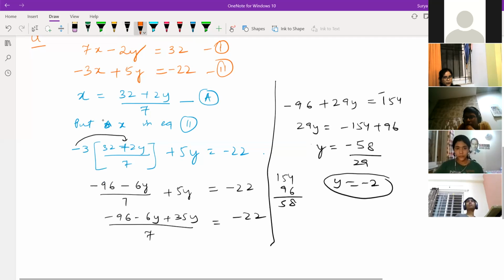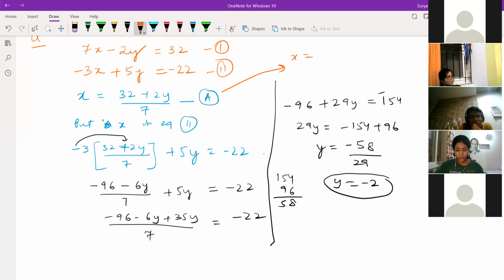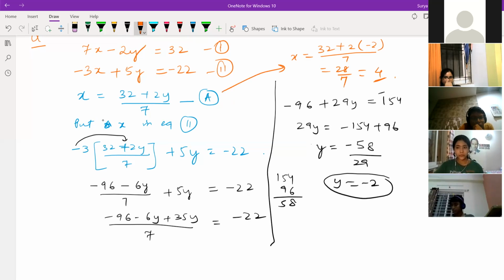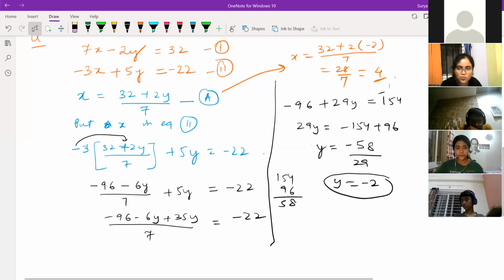Now put the value of y here, not here, you should put it in equation A. So x is equal to 32 plus 2 into minus 2 divided by 7. 32 minus 4 is 28. 28 by 7, that is how much? 4. It's clear? All right. Is it clear to everyone, children? Anyone having doubts?